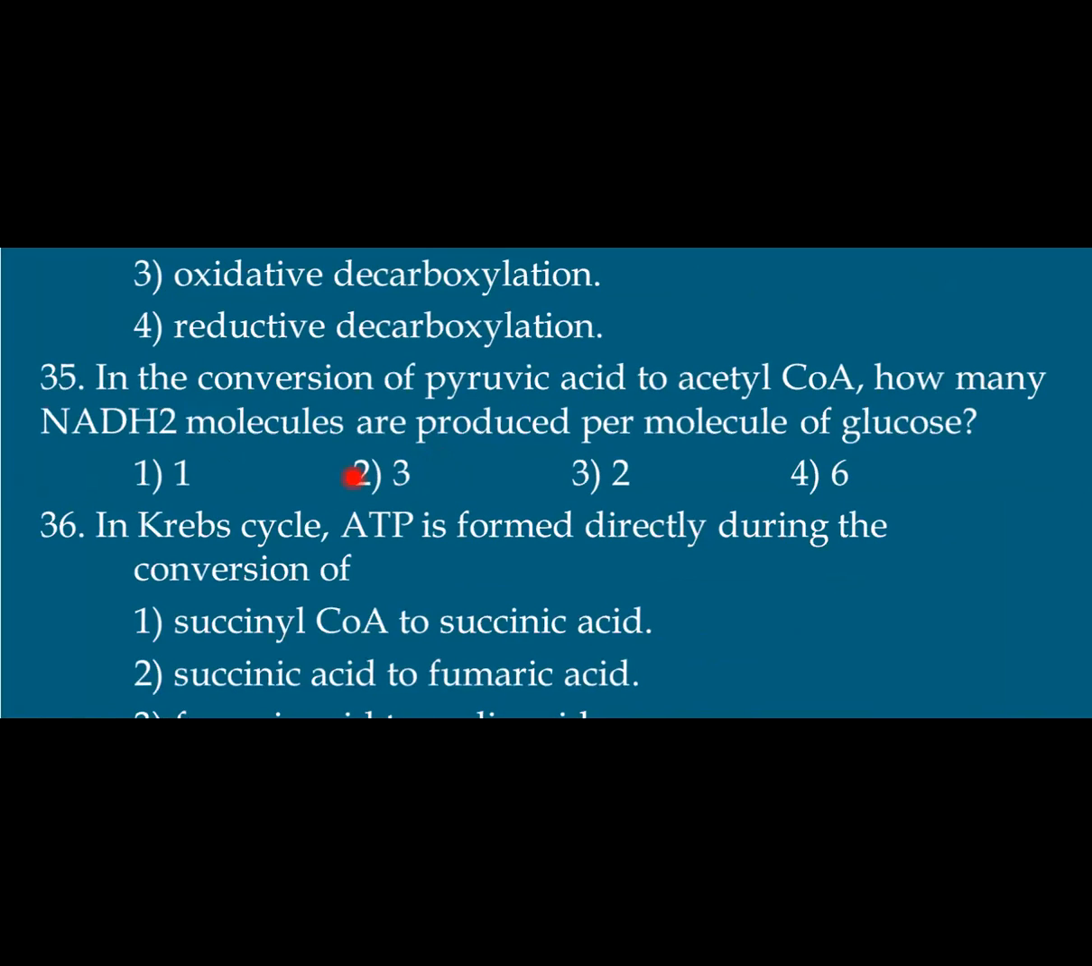Let us go to the next question. In the conversion of pyruvic acid to acetyl-CoA, how many NADH2 molecules are produced per molecule of glucose? Very simple question here. One molecule of glucose gives two molecules of pyruvic acid, and each pyruvic acid will liberate one NADH2. So straight away, your answer should be option number 3, that is 2 NADH2 molecules. The ratio is 1:1. Since there are 2 pyruvic acid, 2 NADH2 molecules will be liberated during this step. Option 3 is the right answer.